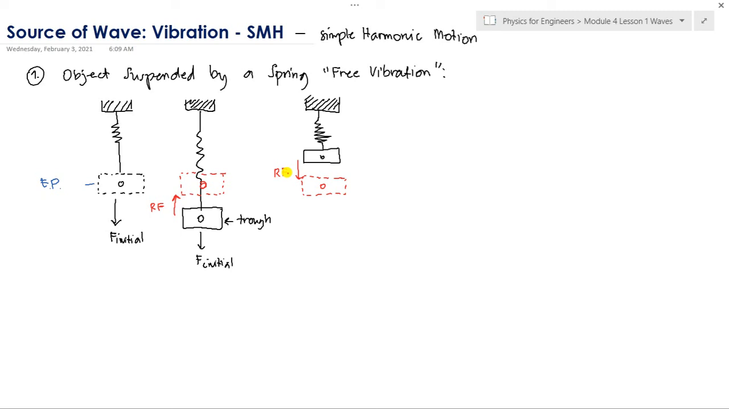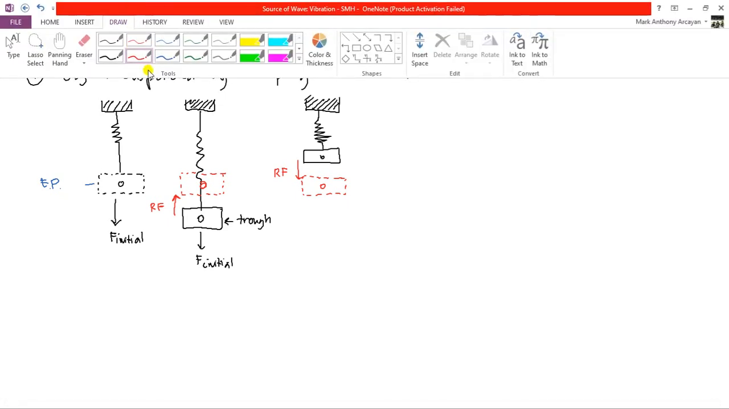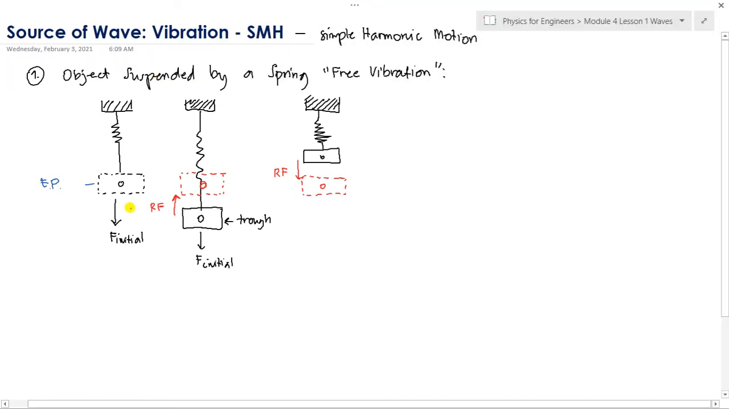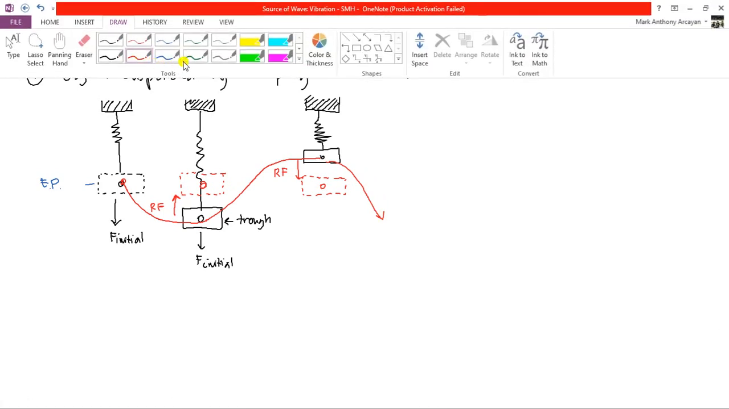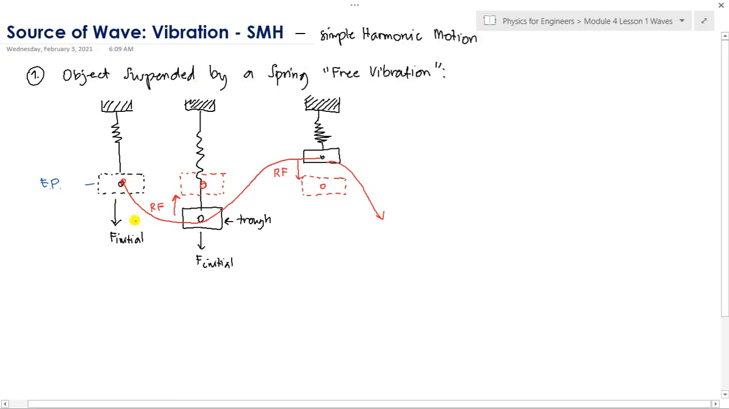Now if we're going to trace ang position niini, so starting from here, the equilibrium position, moadto siya sa ubos, then mosaka na pod, then moubos. So therefore mo-follow gyud siya sa wave pattern, ang spring, I mean atong object that has a mass and suspended by a spring.